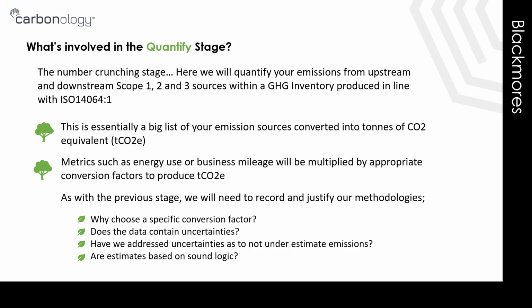Yes, so this is the number crunching stage. It can sound a bit daunting, but with a lot of the templates that are available on the internet and that Blackmores have created, it's not too difficult, depending on the organisation. So as I mentioned, this is where we quantify emission sources for Scope 1, 2 and 3 emissions. So this is essentially a big list of your emission sources, so specific things such as vehicles, mileage, energy, embedded emissions within products you sell, and then converted into tons of CO2 equivalent. So essentially the end figure we want to get to here is how much emissions you produce in equivalent tons of CO2. So to get this, we multiply metrics.